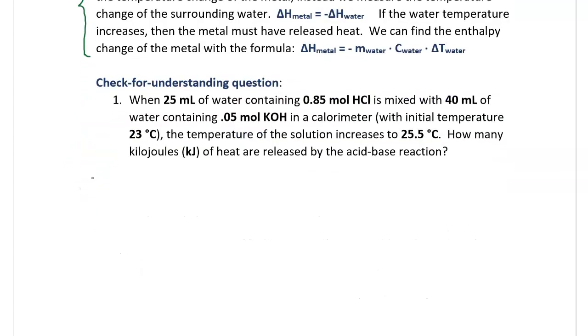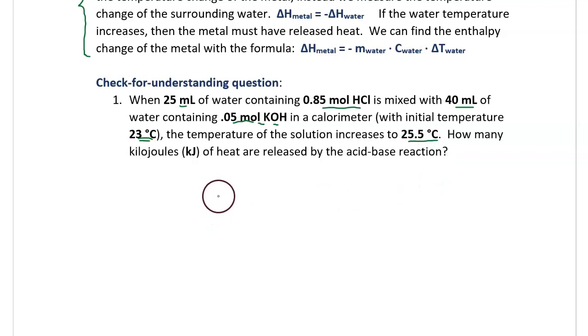Here's a check for understanding question. When 25 milliliters of water containing 0.85 moles of hydrogen chloride is mixed with 40 milliliters of water containing 0.05 moles of potassium hydroxide at the initial temperature of 23 degrees Celsius, the temperature of the solution will increase to 25.5 degrees Celsius. Hydrogen chloride is hydrochloric acid. Potassium hydroxide is a base. When an acid and a base are mixed, heat is produced. Enough heat to change the temperature of the water from 23 degrees to 25.5 degrees.